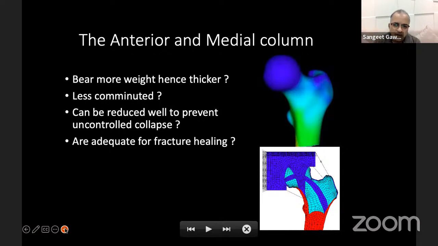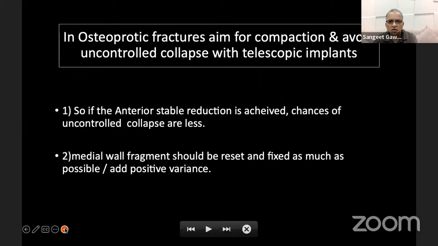In the earlier two cases, where we used one intramedullary implant and one extramedullary implant, that is a DHS, in both, what was the key for the success of this surgery? It was a good, well-reduced anterior wall. If you can reduce that, further collapse, which is the main cause of failure or cut through, can be reduced significantly. In osteoporotic fracture, aim for compaction and avoid uncontrolled collapse with the telescoping implant.